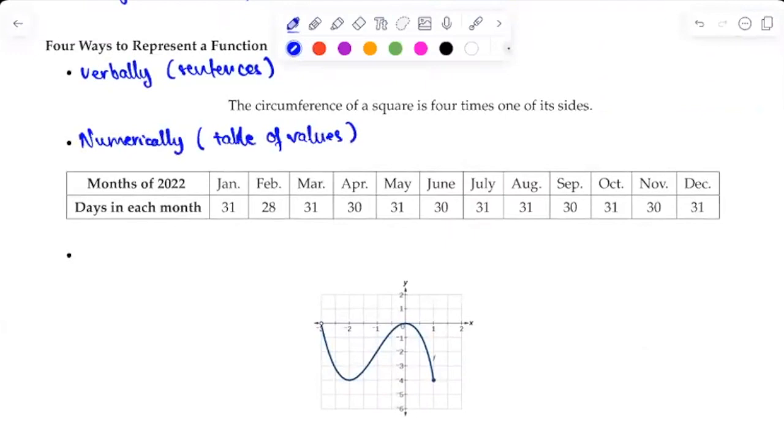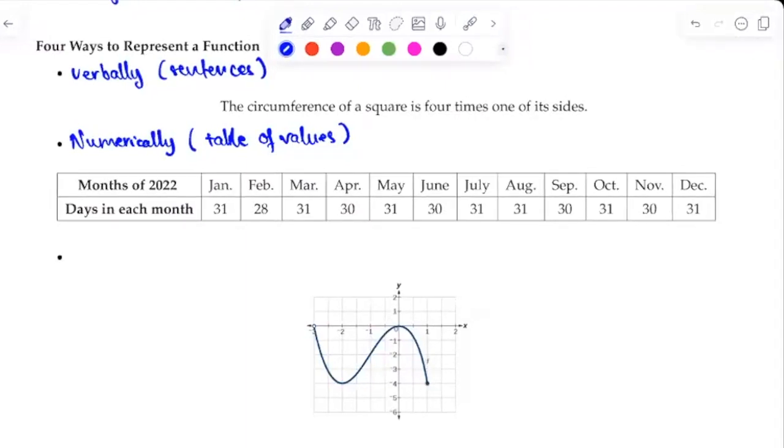All right. So in this table of values, you can see, for example, months in 2022 or 2024 for that matter, if you want. You have January, February, so on and so forth until December. And you want to count how many days you have in each month, right? In January, you have 31 days. February, you have 28 or 29, depends on the year. So that's the second way to represent a function.